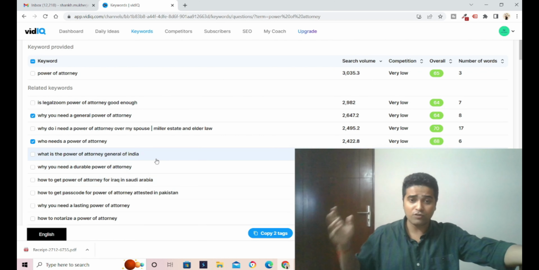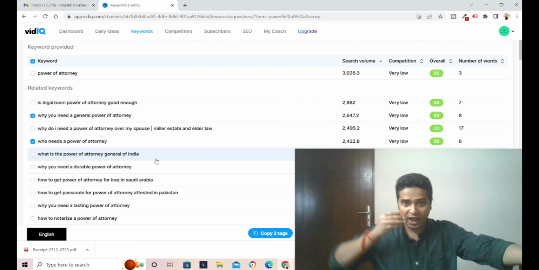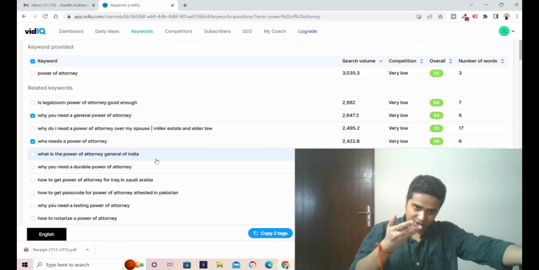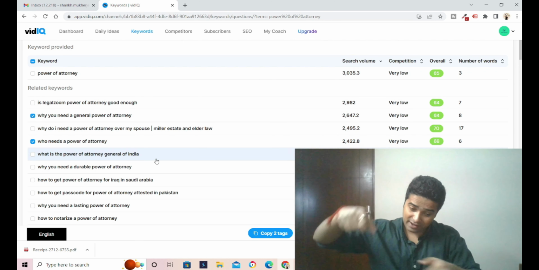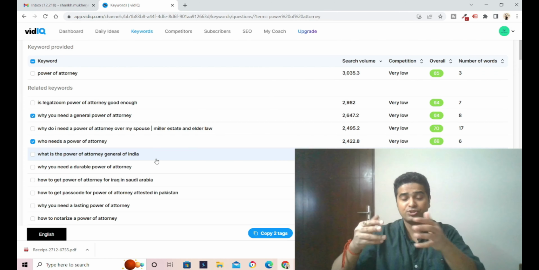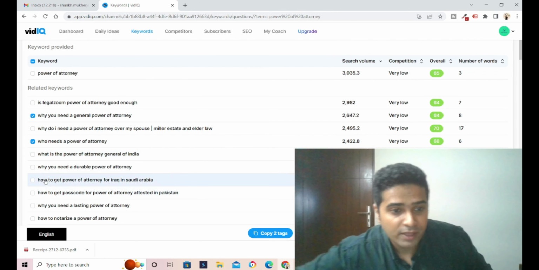Just selecting a ton of keywords will not help you rank higher. You have to select relevant keywords, and that's how you will rank higher, because you're making the video for whom? You're making it for people. Because when you select the right keywords, then YouTube's algorithm will understand whom to place your video in front of.